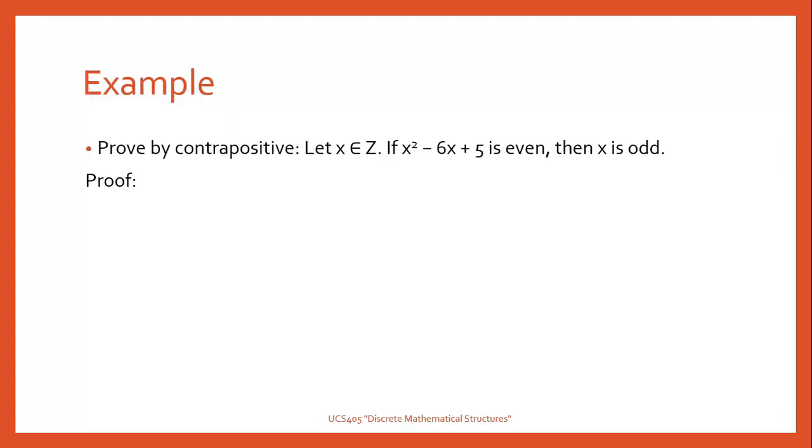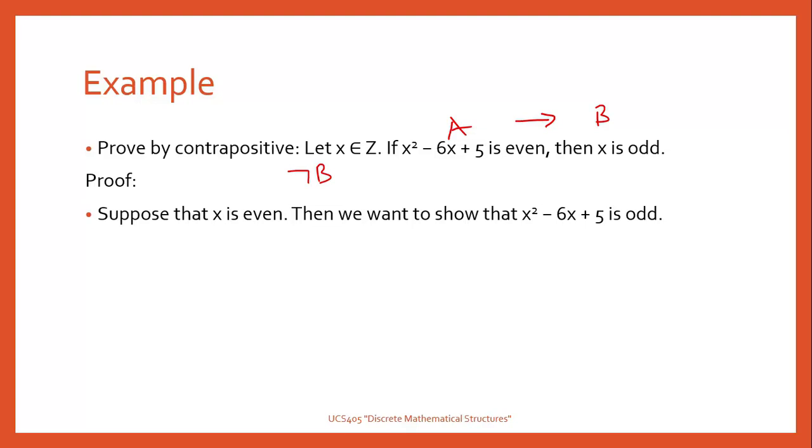Example: let x be an integer, and if x square minus 6x plus 5 is even, then we have to prove that x is odd. So we will assume that x is even, because here a is this and b is this. We have to prove a implies b. So we will assume negation b, that is x is even. If x is even, then x is equal to 2a.